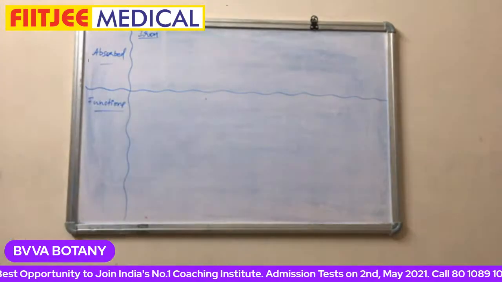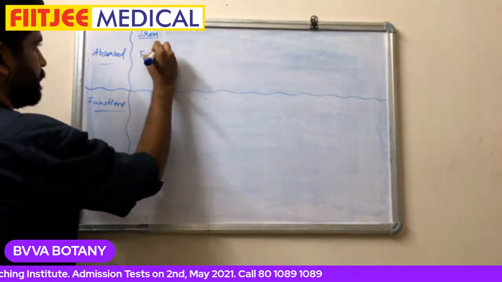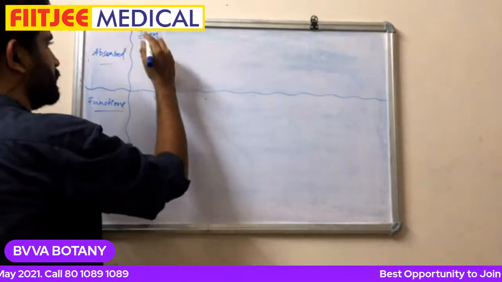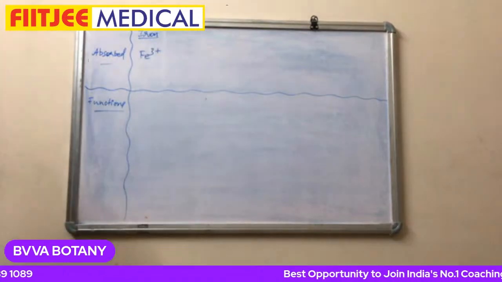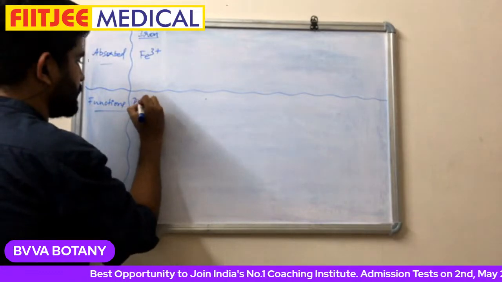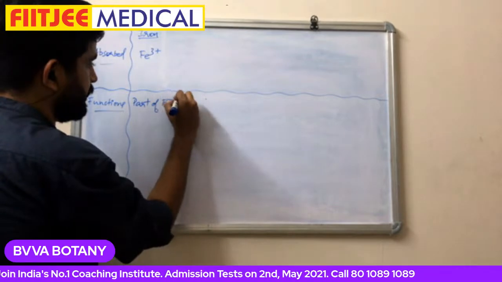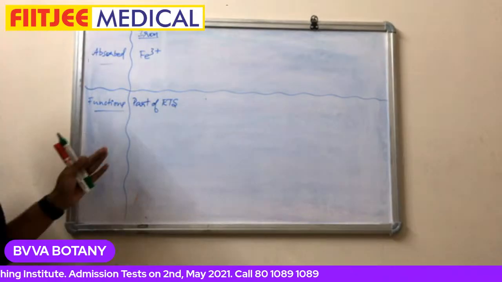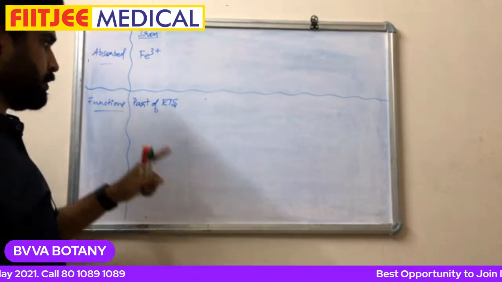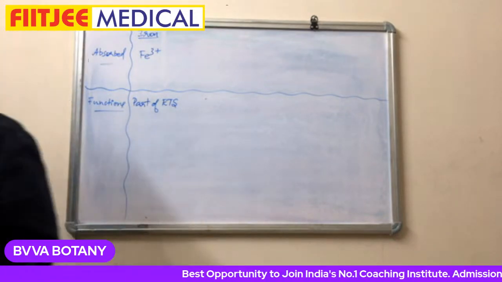So iron is absorbed as the ferric ion, Fe3+. Now it is a part of ETS, right? Cytochrome has iron in it, so it is a part of the electron transport system. We already said how electrons are accepted from one to another. In that, one electron acceptor is cytochrome. Cytochrome has iron inside it.